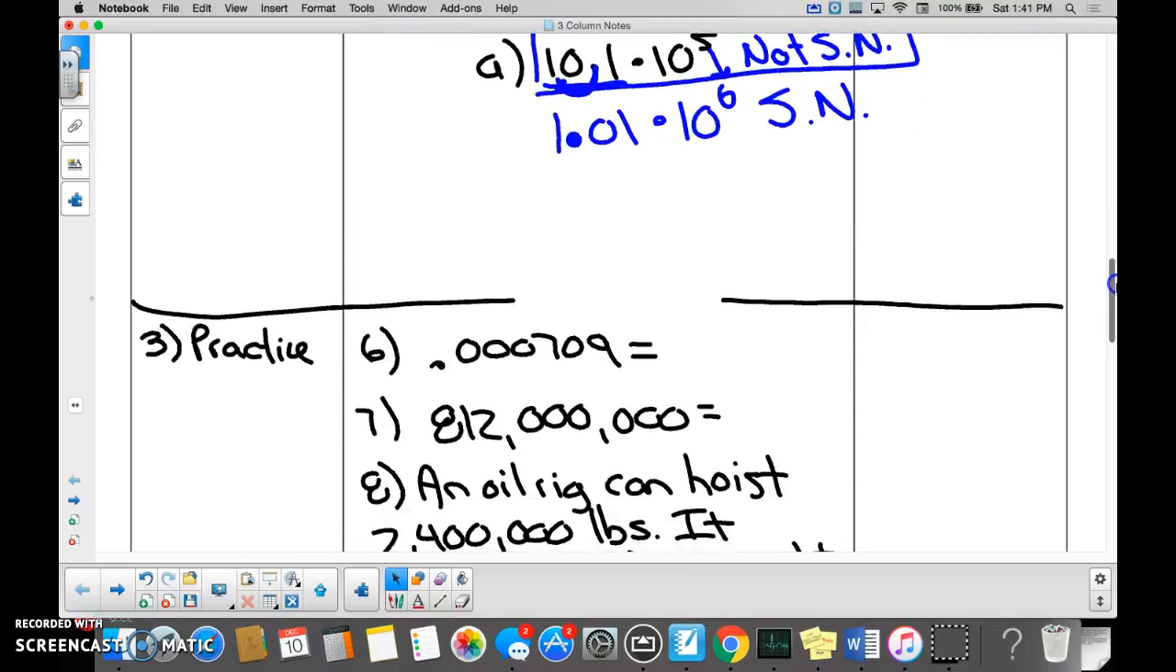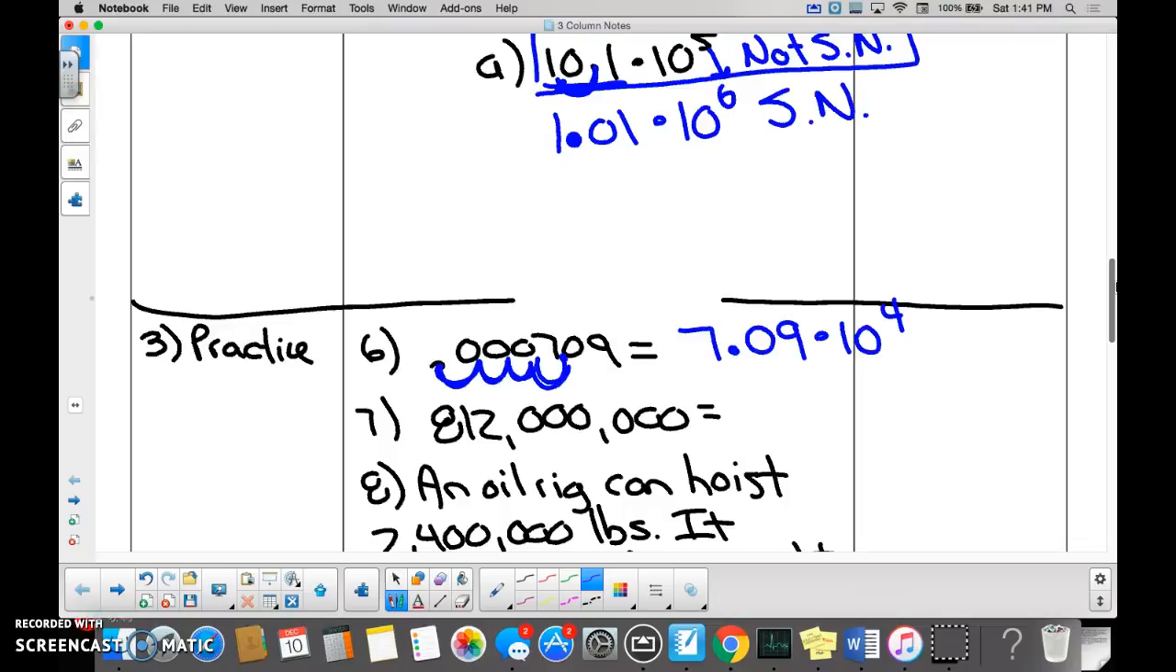Quickly, for your practice, we have 0.00709. If you're going to express that in scientific notation, we move the decimal point 1, 2, 3, 4 places to the right so that we get a value that is 1 or greater but less than 10. So my value is 7.09 times 10 to the power. I moved it to the right 1, 2, 3, 4. Since I moved it to the right, it's going to be a positive exponent, so 10 to the 4th.